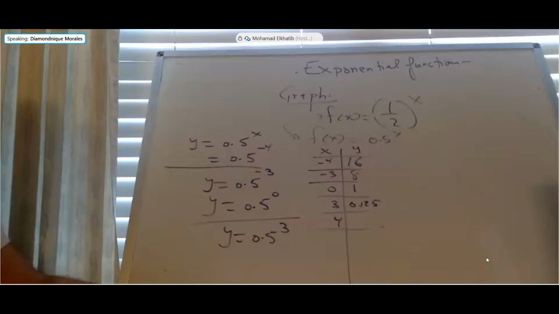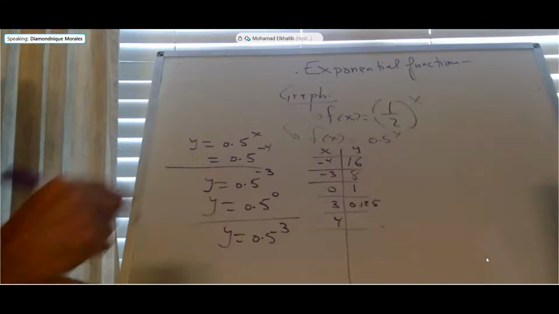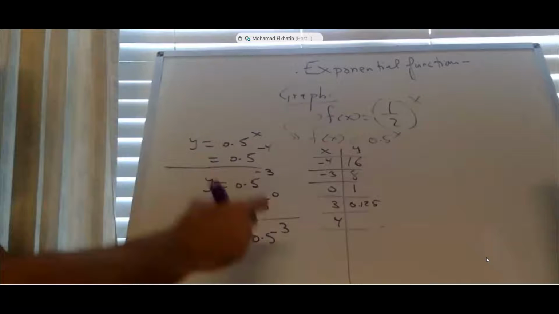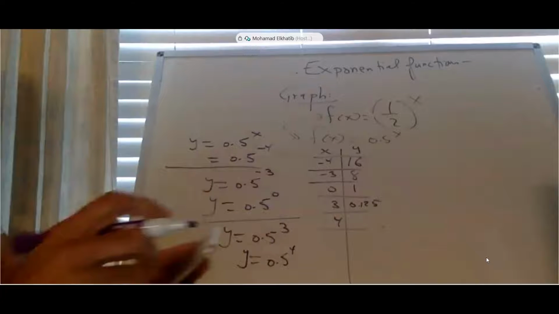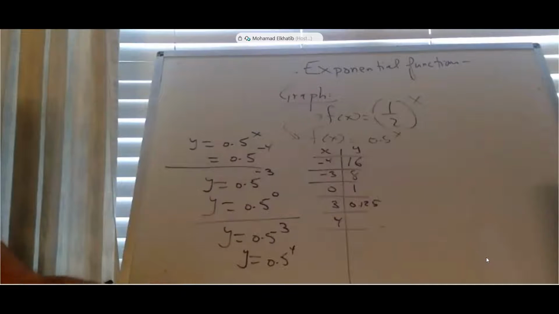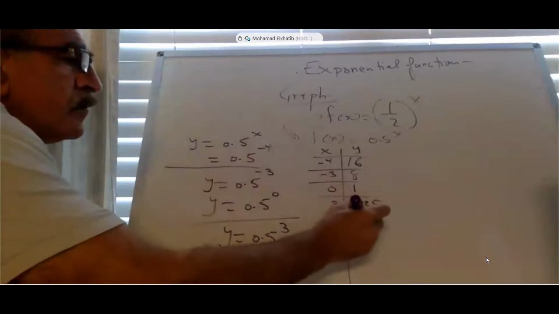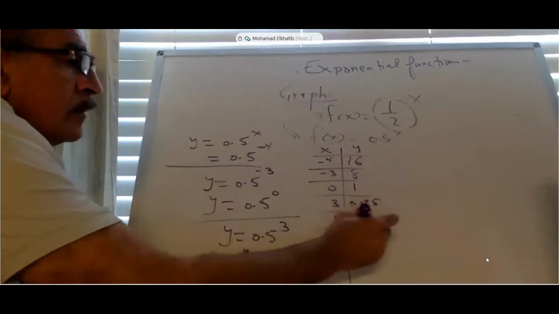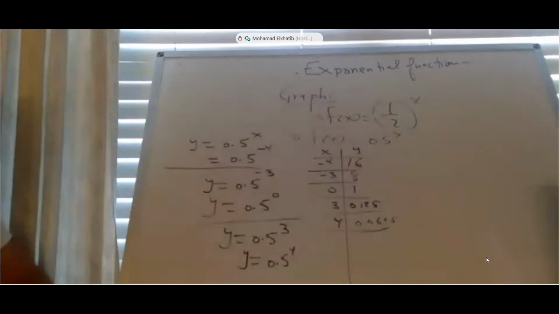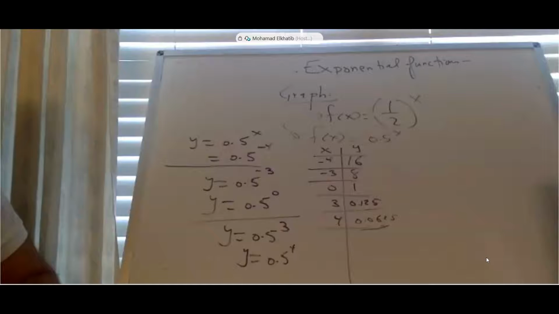Yes. Now, what is x? 4. So it'll be y, 0.5 raised to the power 4. So let's go to the calculator. I get 0.0625. Did everybody get that, class? Yes. What do you notice here?